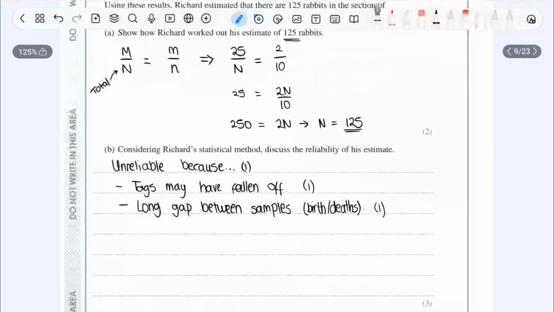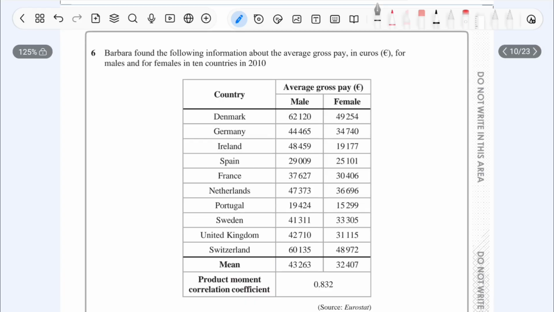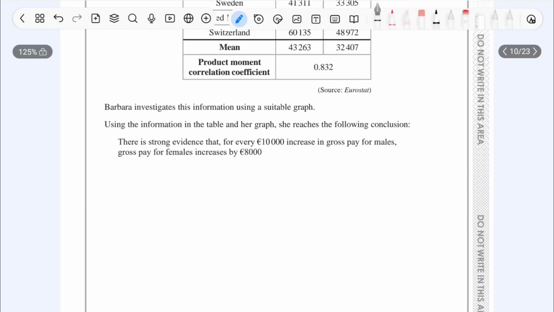For 5 marks, this question wasn't too bad. Question 6. Barbara found the following information about the average gross pay in euros for males and for females in 10 countries in 2010. So the countries and males and females and all that is listed here. Barbara investigates this information using a suitable graph. Using the information in the table and her graph, she reaches the following conclusion. There is strong evidence that for every €10,000 increase in gross pay for males, gross pay for females increases by €8,000. Okay, so that's just the question.